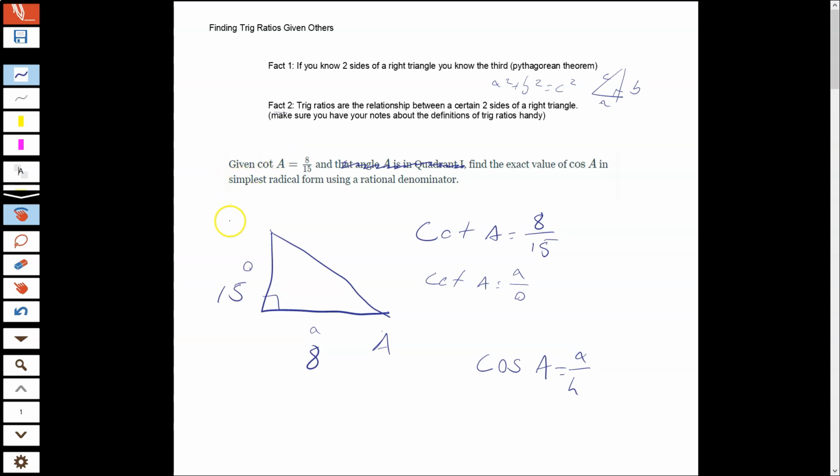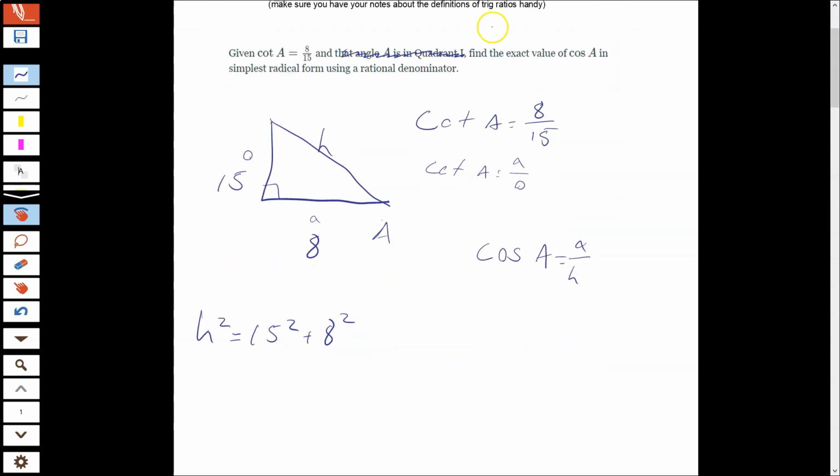So I need to find my hypotenuse, right? Let's call that H. I know everything about this triangle except for the hypotenuse, but fact number 1 here, right? I know how to find the hypotenuse too. So I'll say H squared equals 15 squared plus 8 squared. And I put H squared by itself because it's the hypotenuse, right? So it is C. And then I just do that math. And that gives us 289. Okay. So H squared is 289. That means H is the square root of 289.